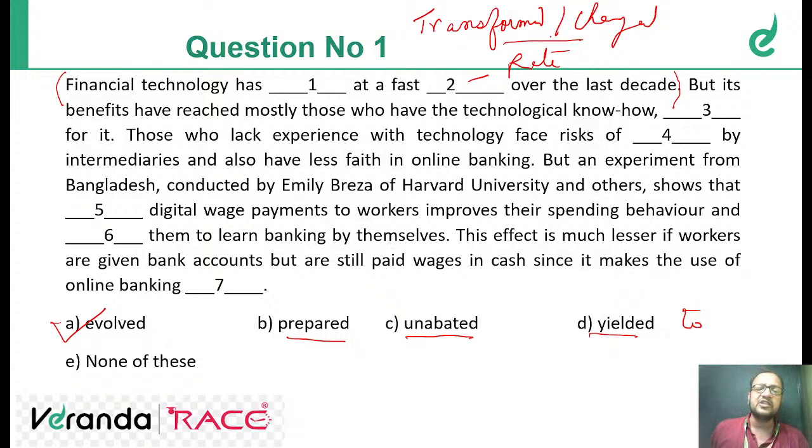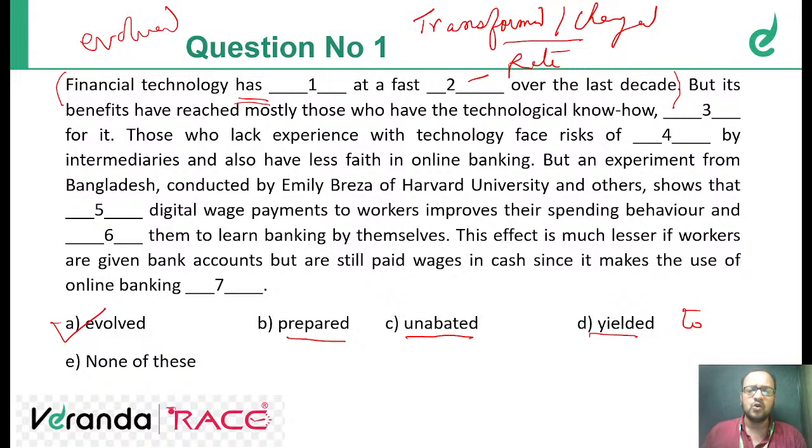So Darwin's theory of evolution, how human beings transformed from a primitive to a complete form which we are in today. So evolved is the best answer. So financial technology has evolved. So the answer to question number 1 is evolved. So we have to understand has is a helping verb. So it should be evolved over here, the V3 form of the verb, and yielded means produced.